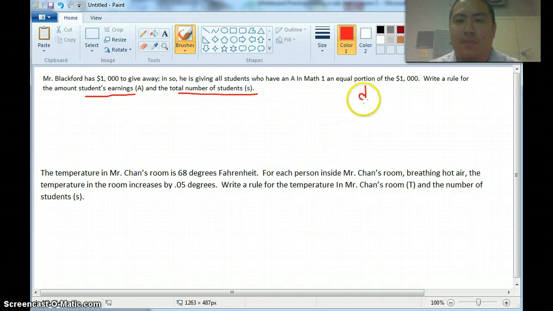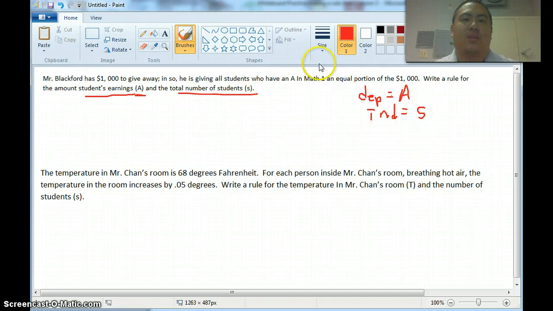So I know my dependent is equal to the amount, A, right, which it said for me right here. And then my independent is going to be S for students, right? Because the amount that a student earns depends on the independent, which depends on the number of students, and that should be an S. It doesn't look very pretty.